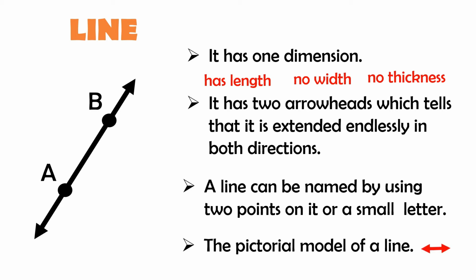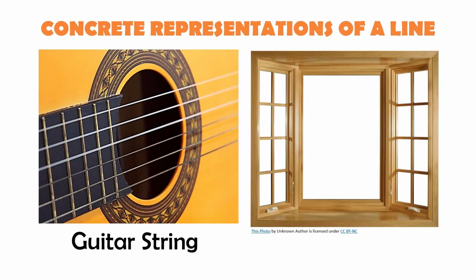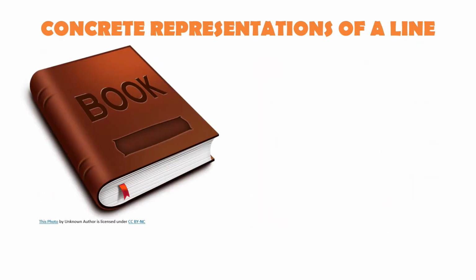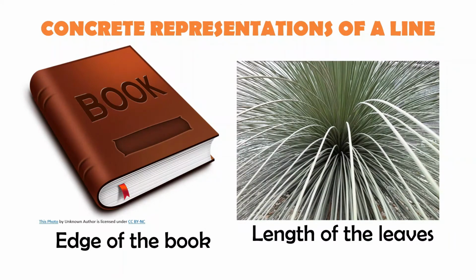The following are concrete representations of a line. We have guitar string and the width of a window. We also have the edge of a book and the length of the leaves, representing the concept of a line.